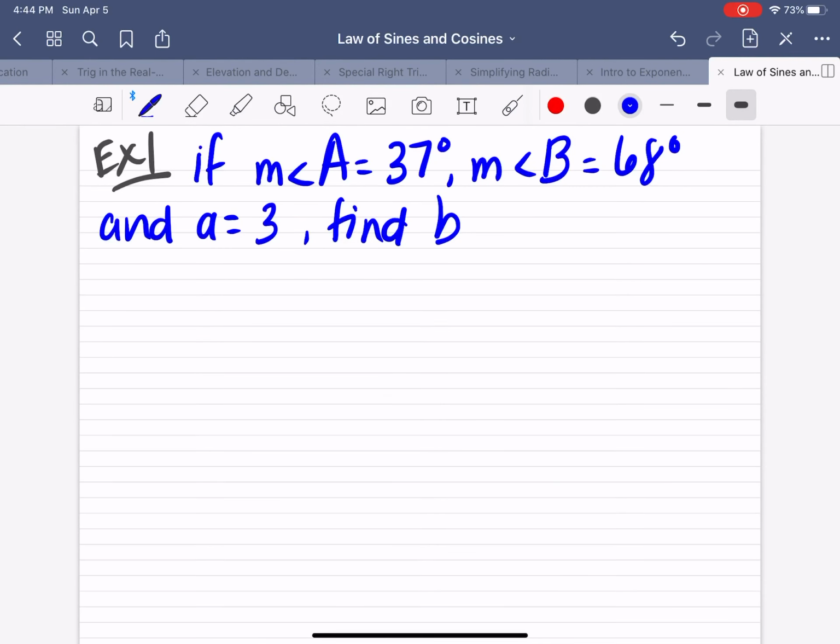So here's our first example. If the measure of angle A is 37 degrees, and the measure of angle B is 68 degrees, and side A is 3, find side B. So let's draw the picture. Here's my triangle, and I'm going to label it: this is A, B, and C. The given measure of angle A is 37 degrees. The measure of angle B is 68 degrees. Side A is across angle A, so that's right here, that's 3. Find the measure of side B. That's what we're trying to find.